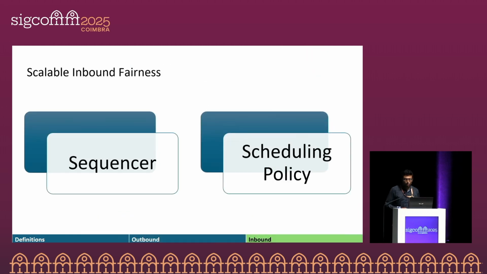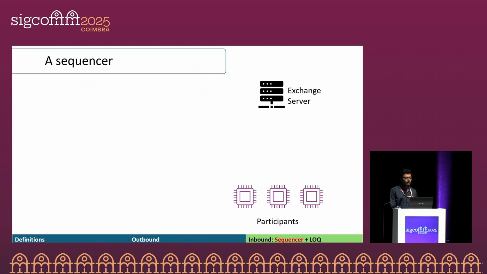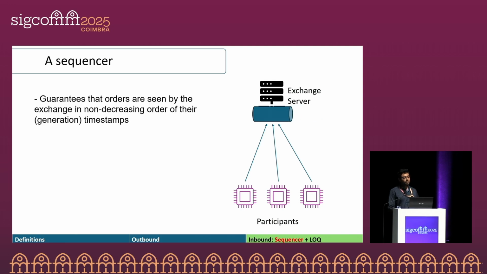So now let's move on to inbound fairness. Here we have two pieces to the design: one is a sequencer and one is a scheduling policy. Let's look at them in turn. The problem here is that you have a bunch of market participants, and the data that they send must be seen by the exchange server in the order in which they were generated.